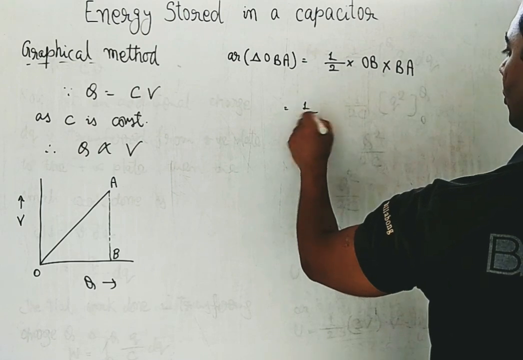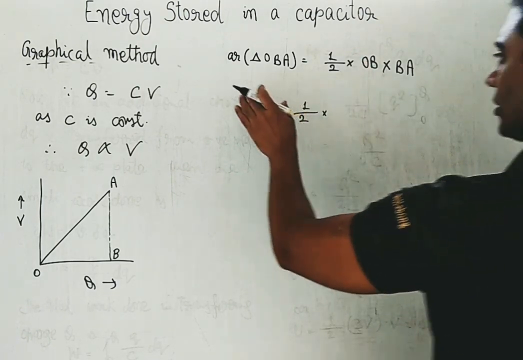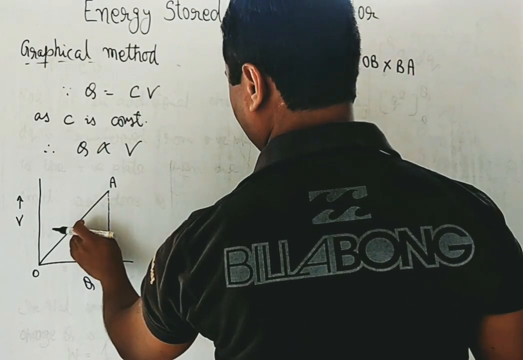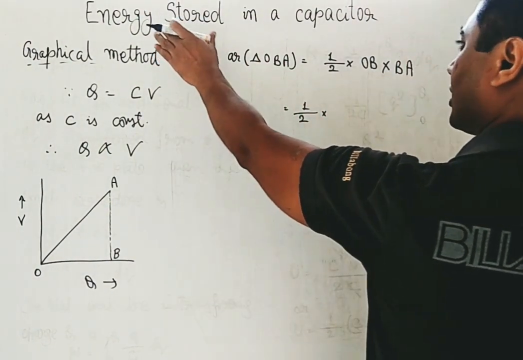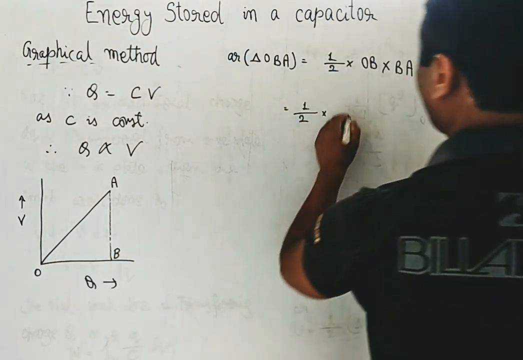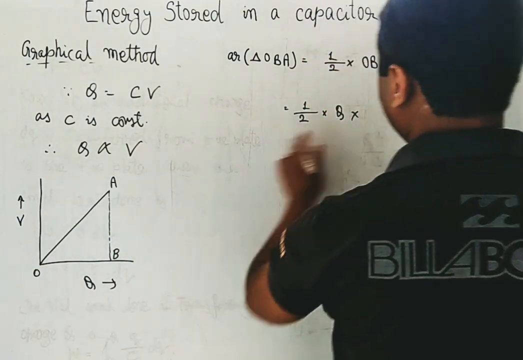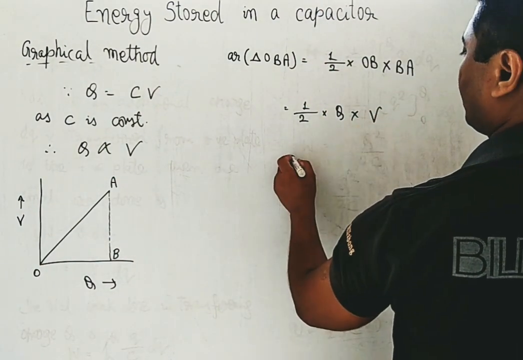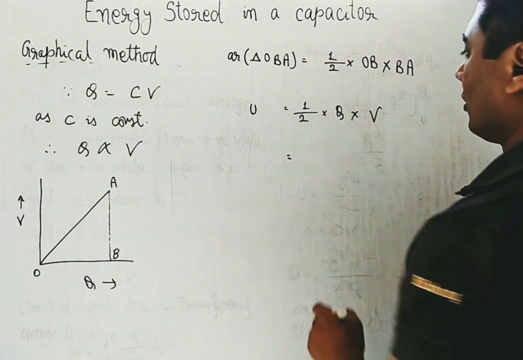So this is equal to half. Now this area would represent the electric potential energy, or energy stored in a capacitor. So base is Q and this height is V. So half QV, and this we are writing as U.